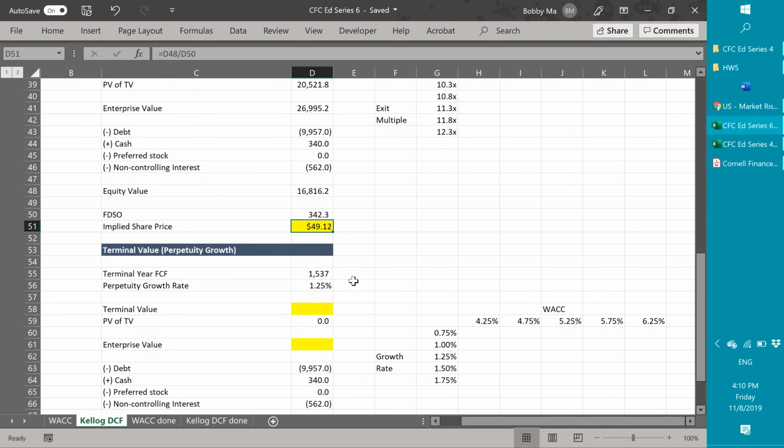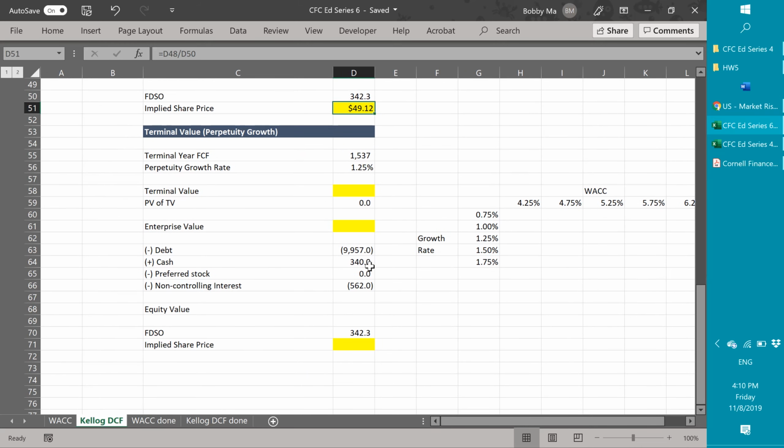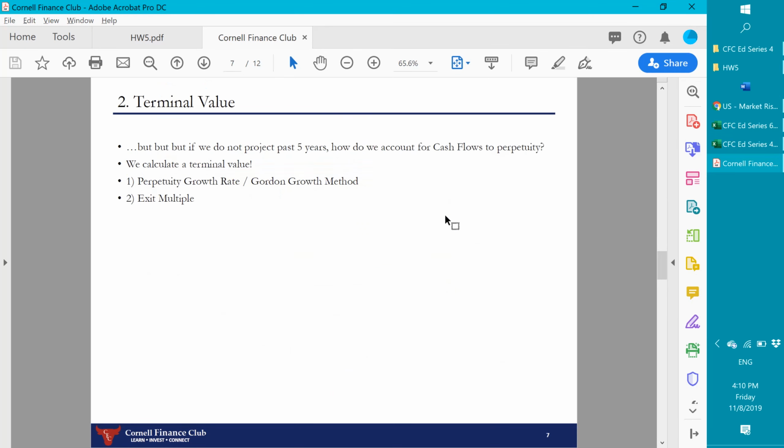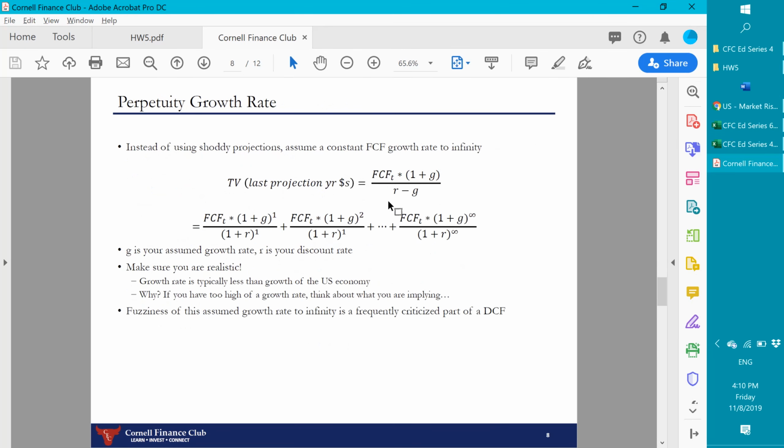So now we have our other method, which is the perpetuity growth method. This is an equation you're just going to have to memorize. Again, it is this equation. It's your free cash flow at year 5 times 1 plus G, which is 1 plus your growth rate, divided by your weighted average cost of capital minus your growth rate. And again, this is just assuming the equation where if you grow cash flows by your growth rate forever, and then you discount every year back to present, that is what that value is worth in terms of your year 5 dollars.